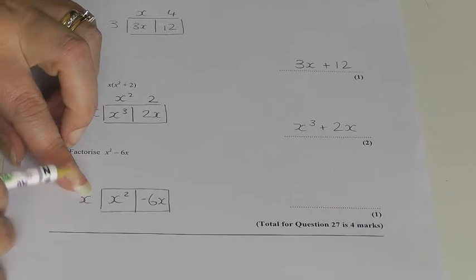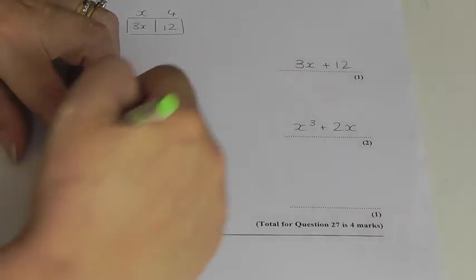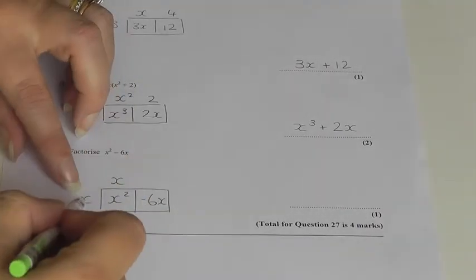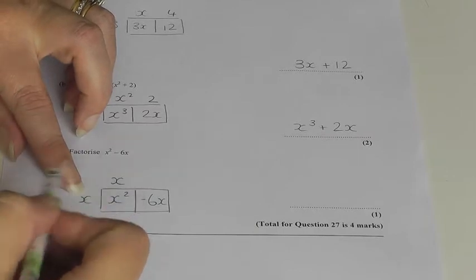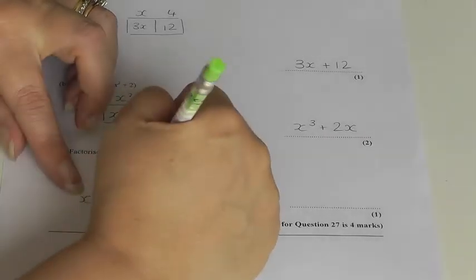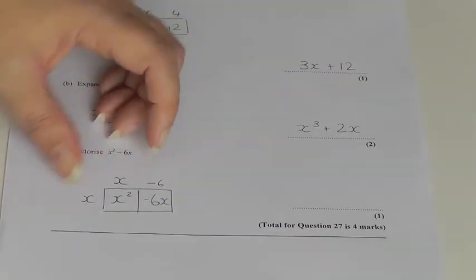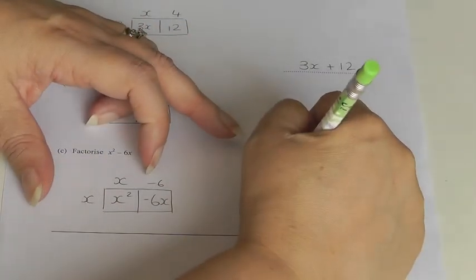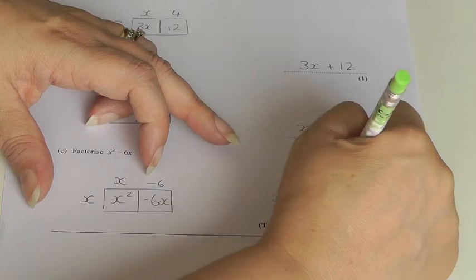What would you times x by to get x squared? It would be another x. And what would you times x by to get minus 6x? It's minus 6. So once you've got them like that, you can rewrite them using the bracket x and x minus 6.